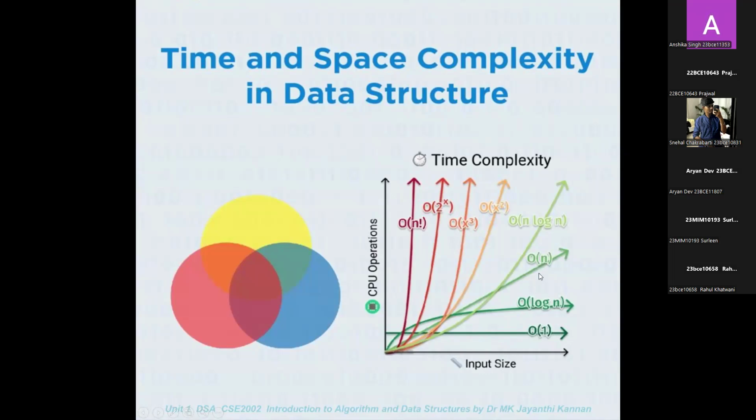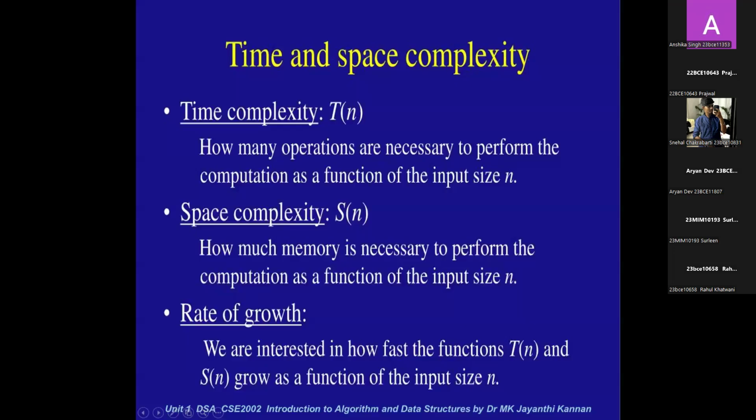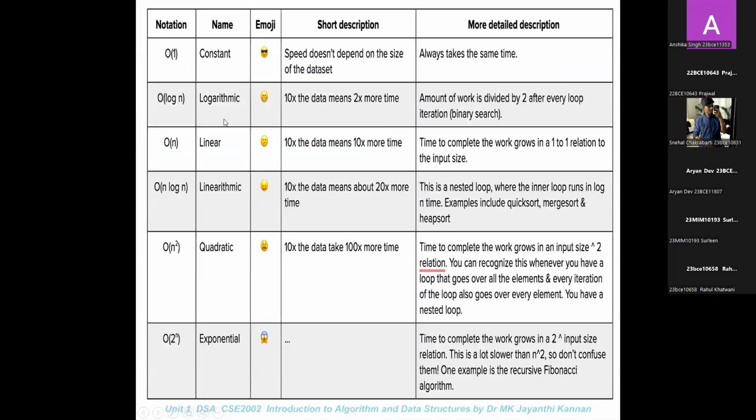But if you take log n, order of n, n log n, it differs. If the time and space complexity is order of log n, it means it is logarithmically progressing. 10x the data means 2x more time. When the input size increases 10 times, the time complexity increases 2x. The amount of work is divided by 2 after every loop or iteration, especially in the case of binary search.